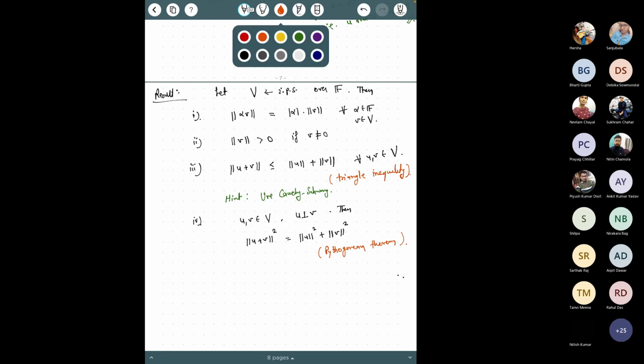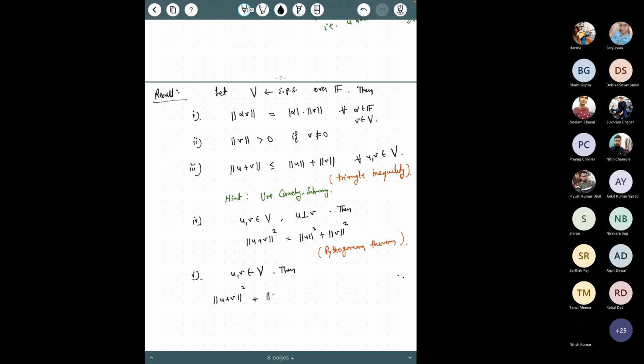And then we have one more property. If you take any two vectors u and v, then you can show that the square of the length of u plus v plus the square of the length of u minus v is equal to twice the sum of the squares of their lengths.